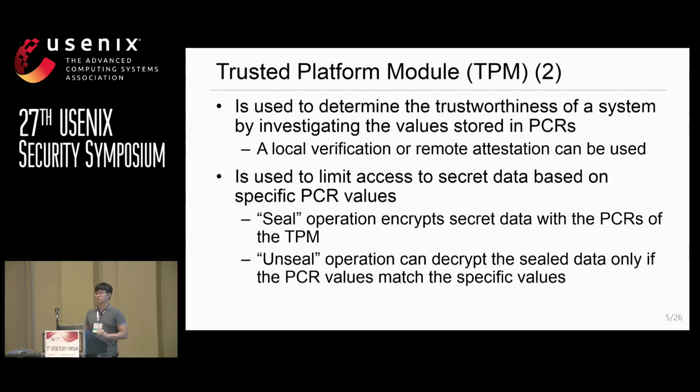TPM is used to determine the trustworthiness of a system by investigating the values stored in the PCRs. There are two types of methods to check the trustworthiness, a local verification and remote attestation. TPM is also used to limit access to the secret data based on specific PCR values. TPM has two operations, seal and unseal, to manage the secret data. Seal operation encrypts the secret data with the PCRs of the TPM, and unseal operation can decrypt the secret data only if the PCR value matches the specific values.